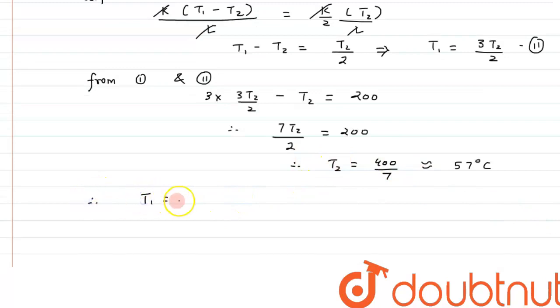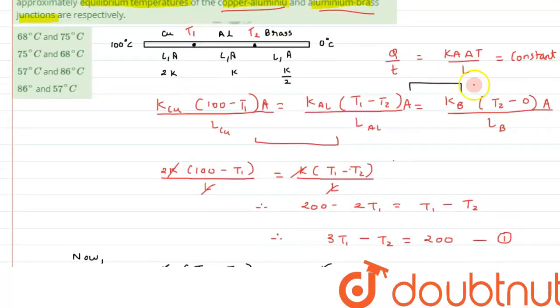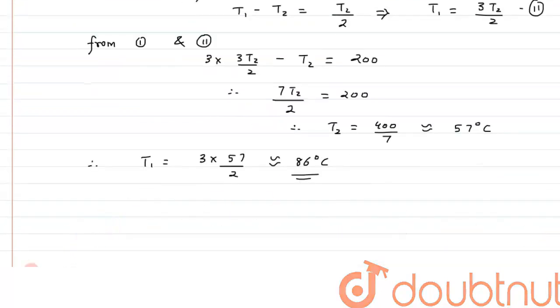Therefore T1 equals 3 into 57 by 2, which gives a value near 86 degrees Celsius. So we have calculated the values we are interested in, T1 and T2. If we compare the options, option D is the correct match: for T1 it is 86, for T2 it is 57. Since we had to calculate the equilibrium temperature between copper-aluminium and aluminium-brass, copper-aluminium is T1 and aluminium-brass is T2. I hope you have understood the concept, and thank you for watching.